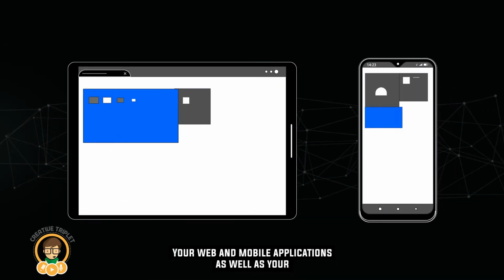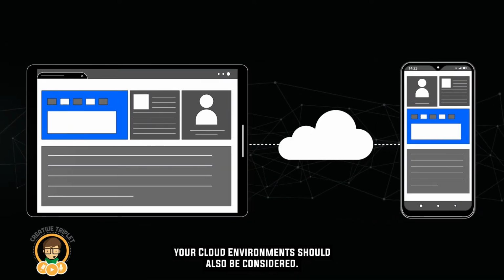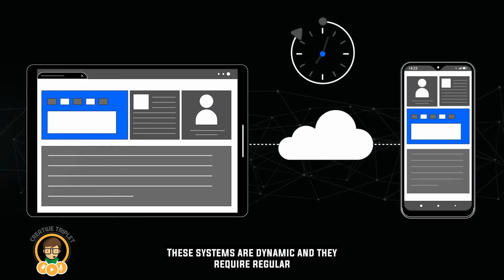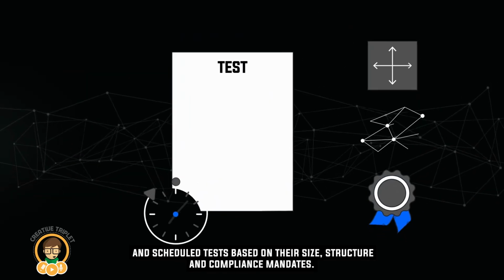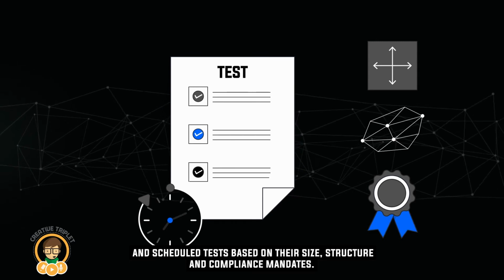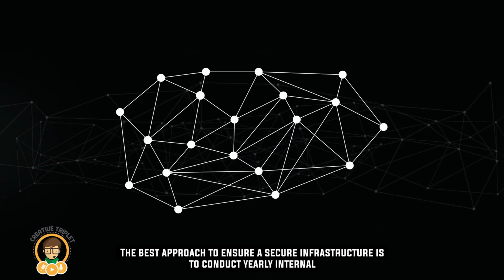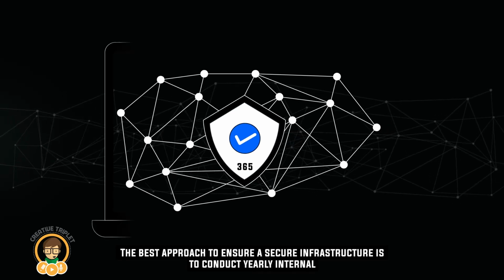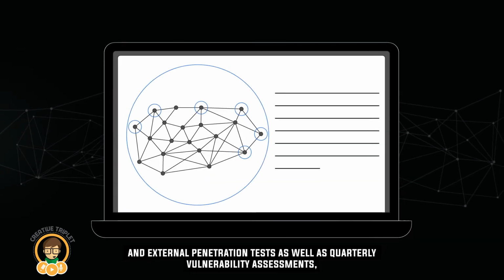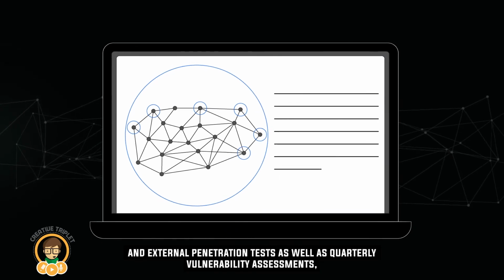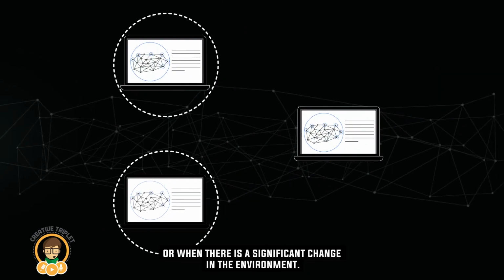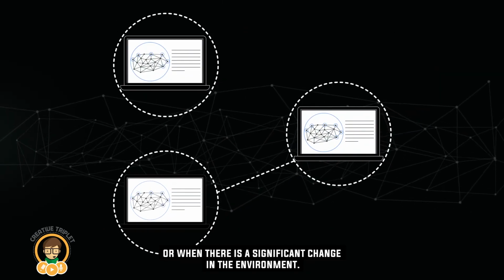Your web and mobile applications, as well as your cloud environments, should also be considered. These systems are dynamic, and they require regular and scheduled tests based on their size, structure, and compliance mandates. The best approach to ensure secure infrastructure is to conduct yearly internal and external penetration tests, as well as quarterly vulnerability assessments, or when there is a significant change in the environment.